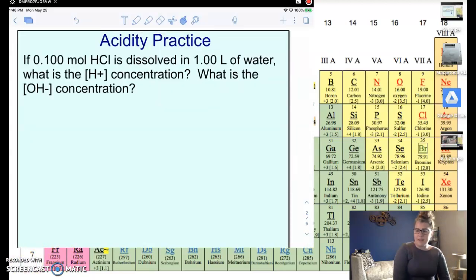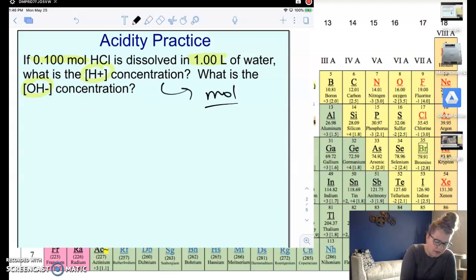So here's an example problem I could ask you related to this. If you've got 0.100 moles of hydrochloric acid in 1 liter of water, what is the H plus concentration? What is the hydroxide concentration? So one thing I want to point out right away is I've got 0.100 moles in 1 liter. And if you remember, these brackets are always representing concentration or molarity, which we know to be moles per liter. So if I've got 0.100 moles in 1 liter, I've got 0.100 molar, right? Because this is 1 liter. So just be mindful if it isn't 1 liter.